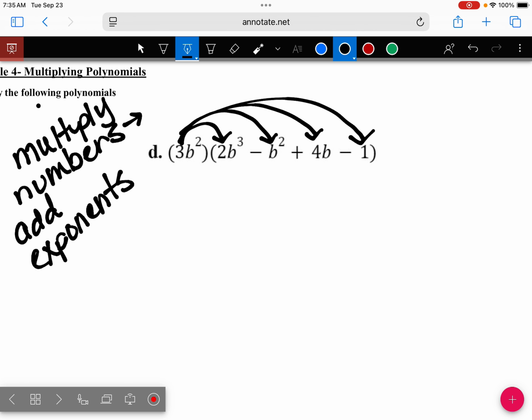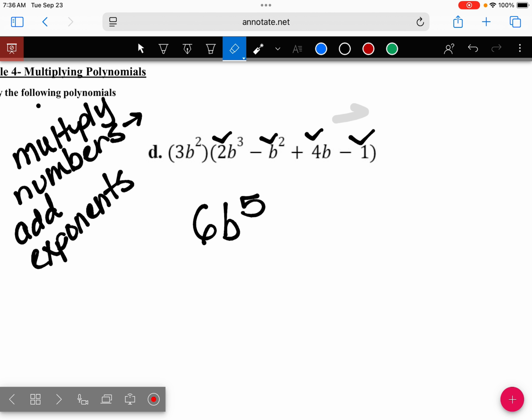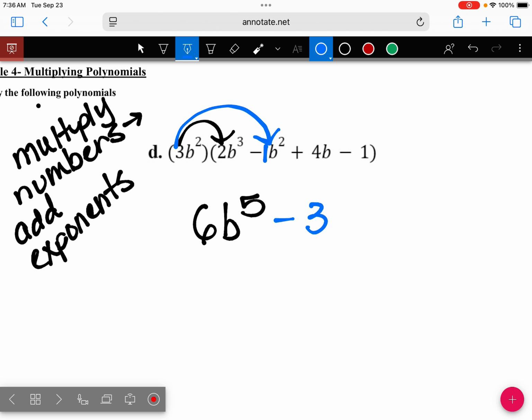So when I take 3 times 2, I get 6. But I'm adding the 2b squared and b to the third, so that would be 5. So that gives me 5. And then when I multiply my next one, hold on, let me just do this one arrow at a time. So that was my first one. So now I'm going to do the second one. I'm going to multiply these two. So that would be 3 times negative 1. That's negative 3. And now I'm adding together b squared and b squared, and I get b to the 4th.